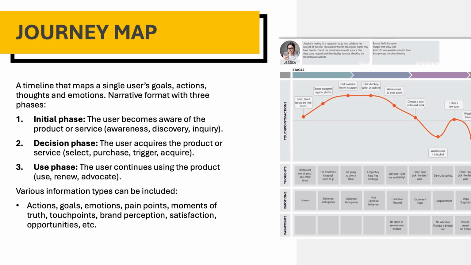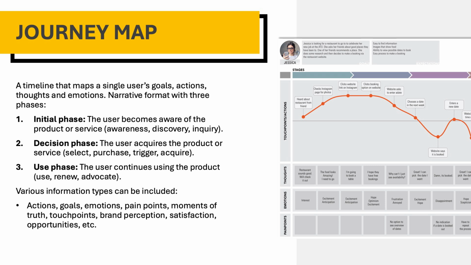The initial phase is where a user might become aware of a product or service. This might be through advertisement, another person, or just an incidental discovery. The decision phase is where the user acquires or selects the product or service. This phase can detail the trigger point, which is what made them select the product. The use phase is where the user begins using the product and continues to use the product.